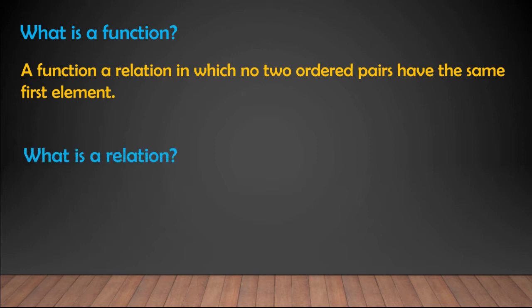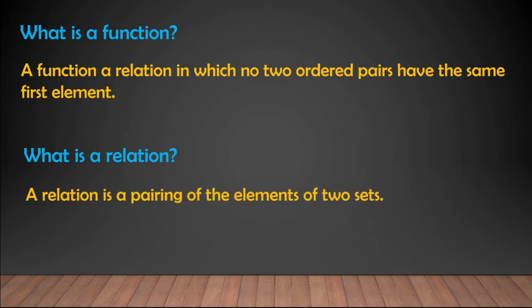What is a relation? A relation is a pairing of the elements of two sets. It is also a set of ordered pairs. Now take note that every function is a relation. However, not every relation is a function. So if one to one and many to one points to a function, one to many implies a relation.